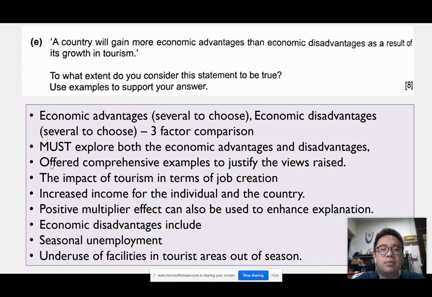The second thing we can talk about in terms of economic disadvantage is, of course, underuse of facilities in tourist areas. This will bring us back to certain event-based tourism, where you have things like the Olympics, and where you have to build certain buildings or certain infrastructure specifically for the Olympics. The other one is, of course, the World Cup.